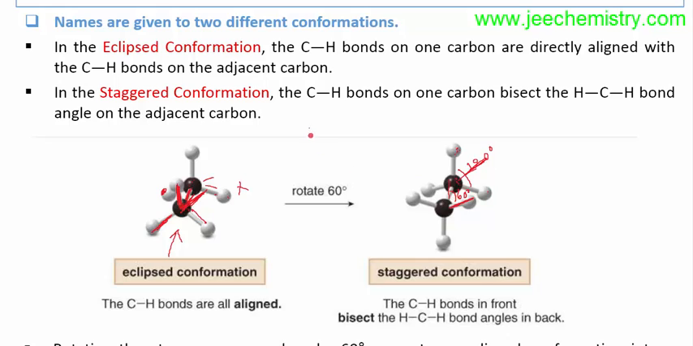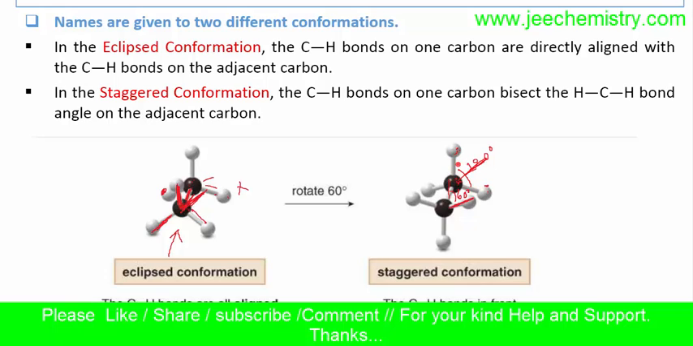Angle changes. The CH bonds on one carbon bisect the HCH bond angle on the adjacent carbon atom. This is the adjacent carbon, backward carbon, and front carbon. These two are adjacent carbons. This front carbon will bisect the adjacent backward carbon's hydrogen bonds by 60 degrees. We can simply say they are bisecting.